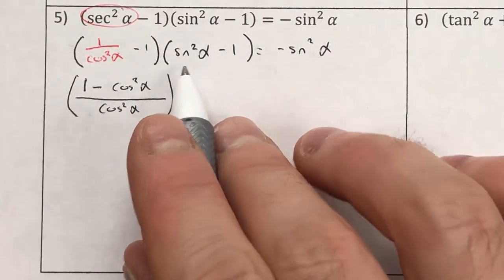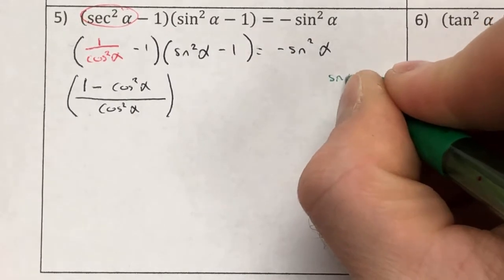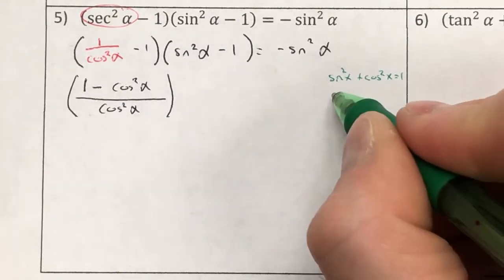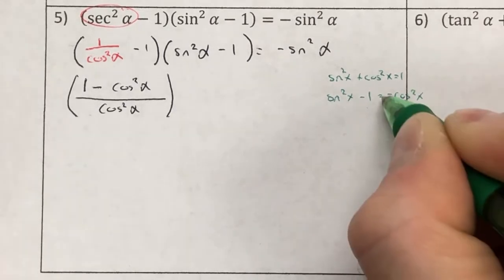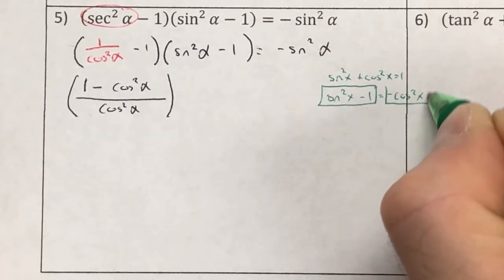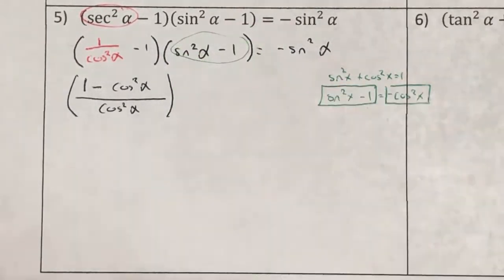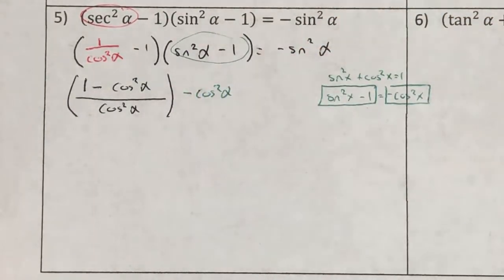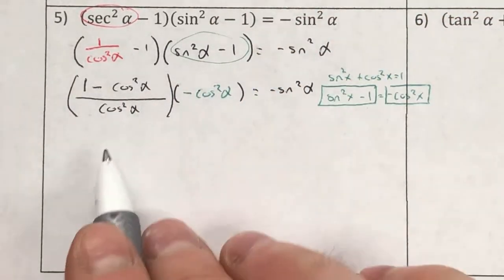The other thing I might notice is that this is my Pythagorean theorem again. I could go ahead and rewrite that using sine squared of x plus cosine squared of x equals 1. I notice that sine squared of x minus 1 is negative cosine squared of x. I could rewrite what's inside the parentheses, as opposed to two terms, as a single term. So I'm going to go ahead and do that as well. I'm going to make that a negative cosine squared of alpha. Boom. So I have this.